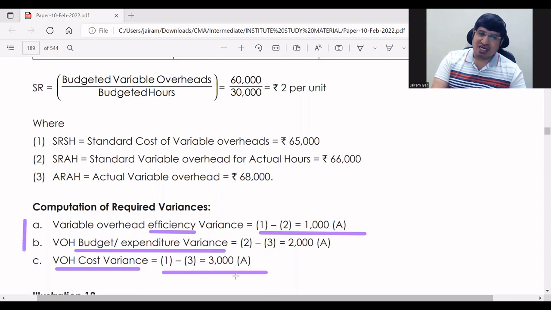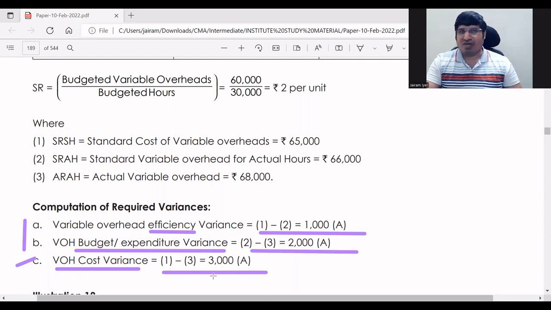So you will have three variances. C is the total one. One is efficiency variance, which will be 1 minus 2. ठीक है, second one will be budget variance, 2 minus 3. Same, that's all. Add these two, you will get variable overhead variance. बस इतना ही. Okay, this is what you will have in variable overhead variance.